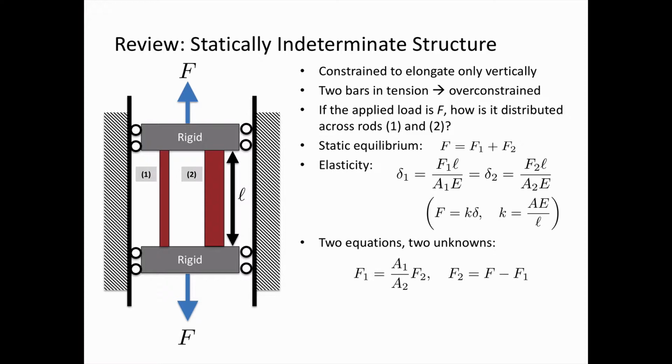Given the elasticity equations, we can see that a number of things cancel, and we can say that F1 is equal to A1 over A2 times F2. And then if we rearrange the equation from static equilibrium, we can say that F2 is equal to F minus F1. Now, if we do some substitution, we can get everything in terms of F1, and then we solve for F1. And if we know what F1 is, we can plug that into the equation for F2. F2 equals F minus F1.